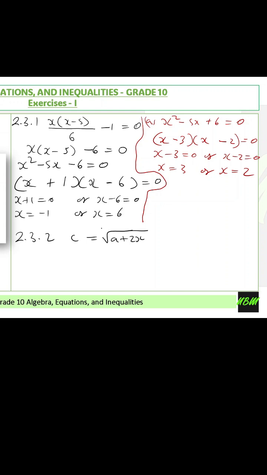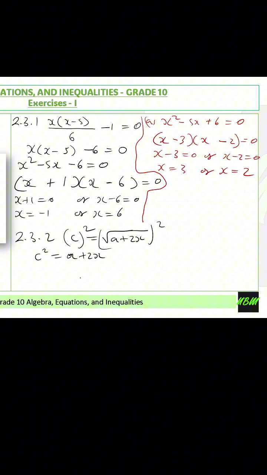We get rid of a square root by squaring. Therefore, what we do on the left-hand side, we must also do on the right-hand side. Square both sides. c squared is equal to the square root of a plus 2x, all squared, which will just be left with the terms inside the bracket: a plus 2x.